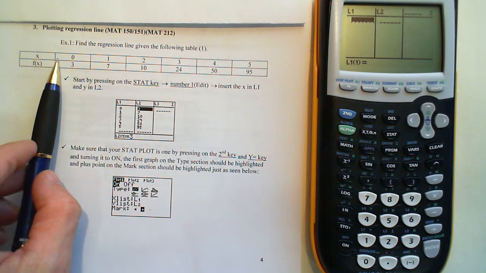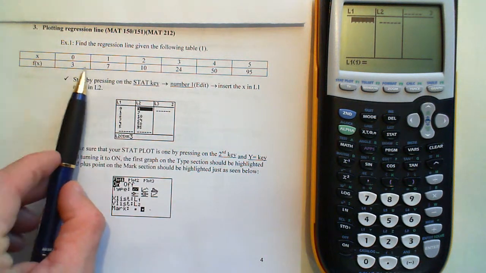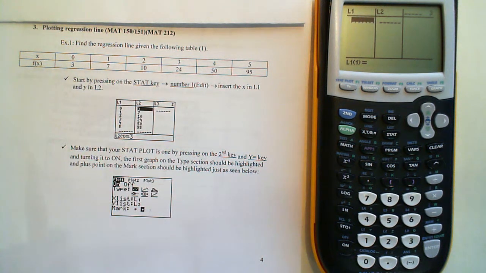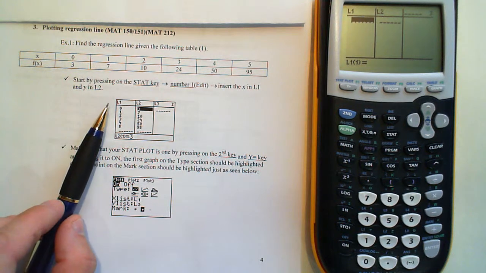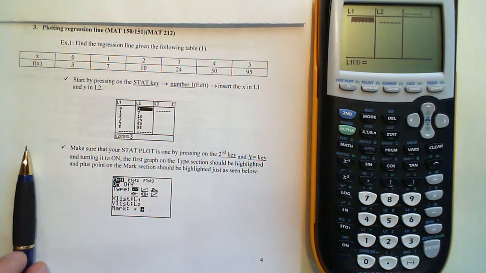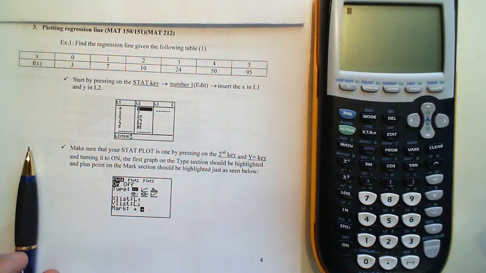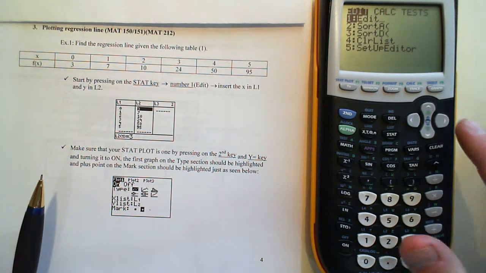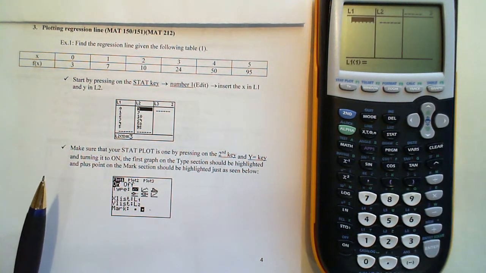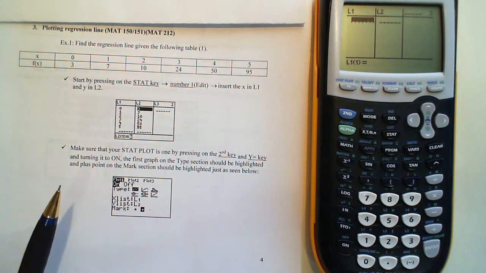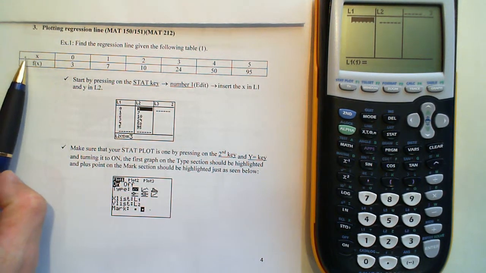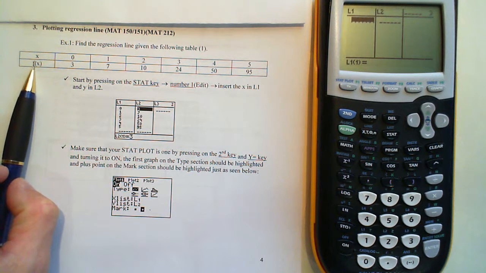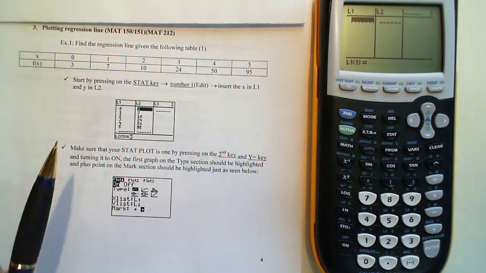So here we have a list for x, and this is for f of x. We're going to place these into columns for L1 and L2. How we get there is, at our home screen, if I go to Stat and choose Edit, it opens the list. You'll see L1, L2. So I'm going to make L1 my x and L2 my y.